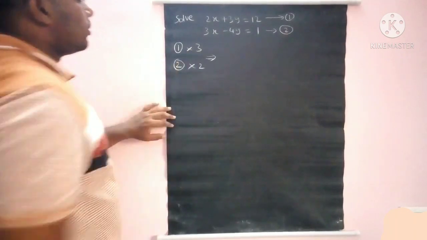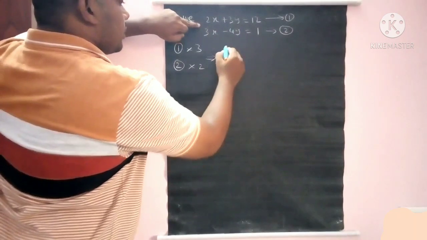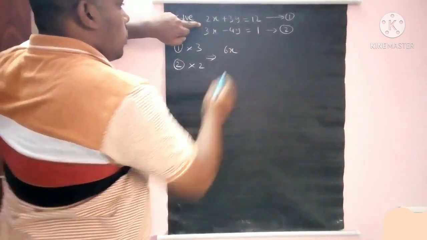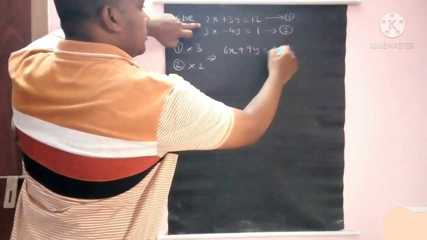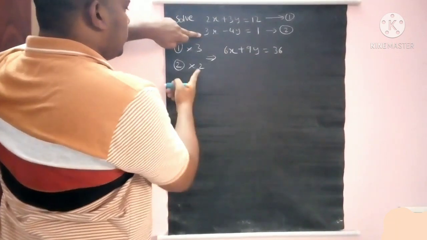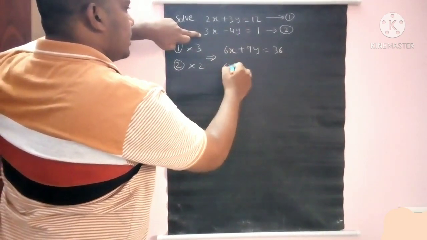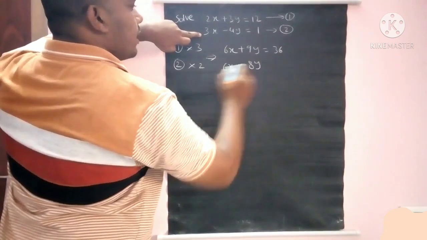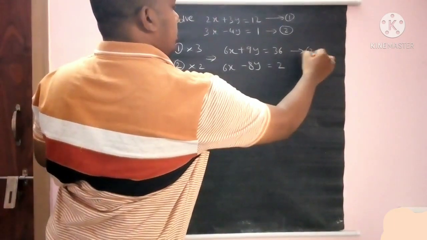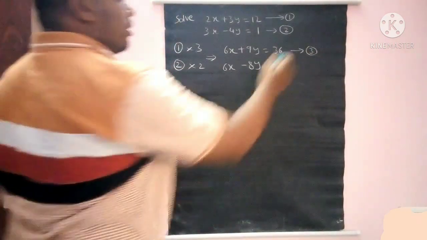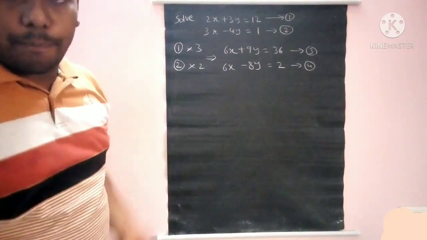So now first equation completely, if you multiply with 3, 2 3s are 6x plus 3 3s are 9y equals 3 12s are 36. Next, second equation with 2, 6x minus 8y equals to 2. So now assume this equation as 3, this is 4.